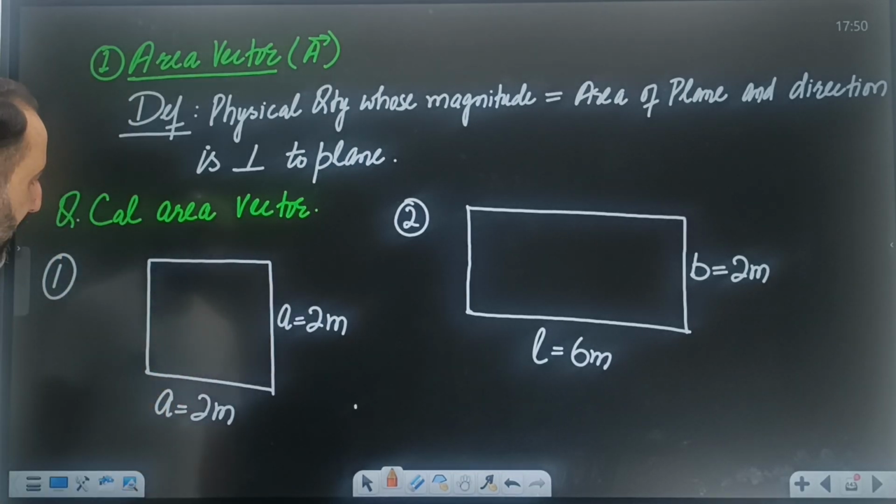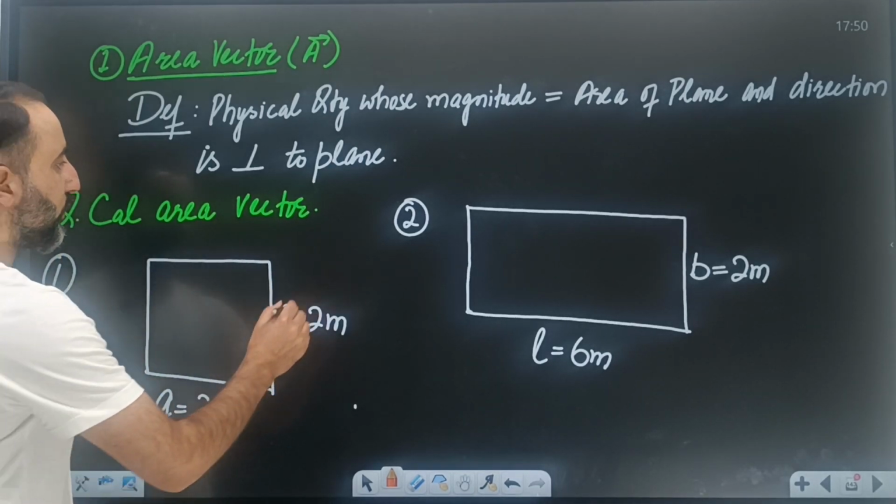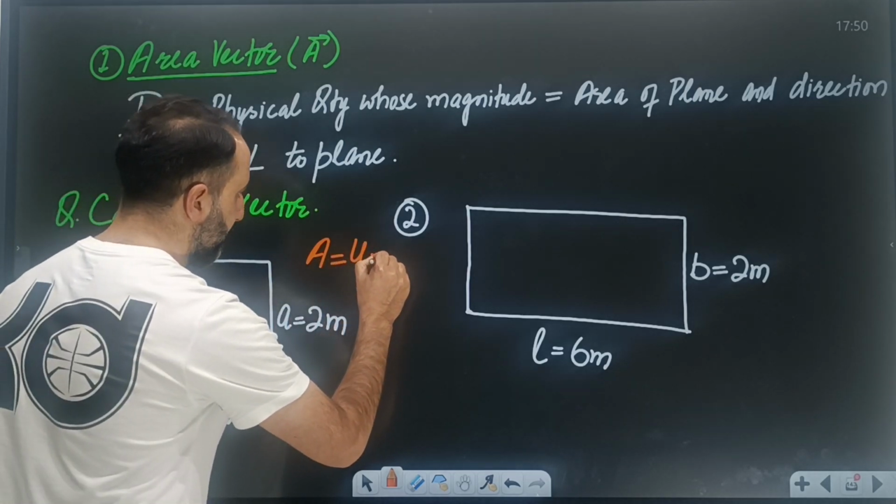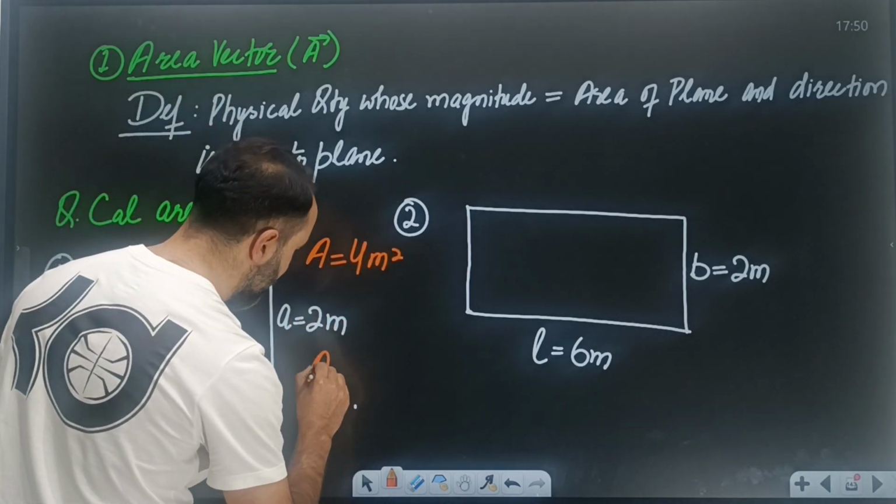Here there is a square, and you should know the area of this square. What is that? Area is equal to 2 into 2, which is 4 meter square. All right. Now what about the area vector? Let me write it down here.